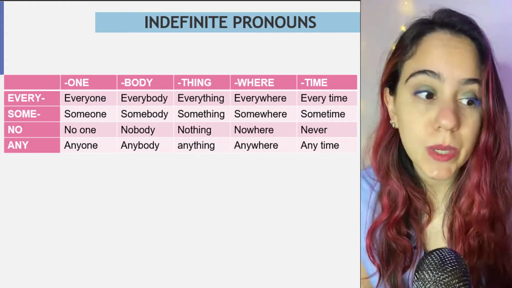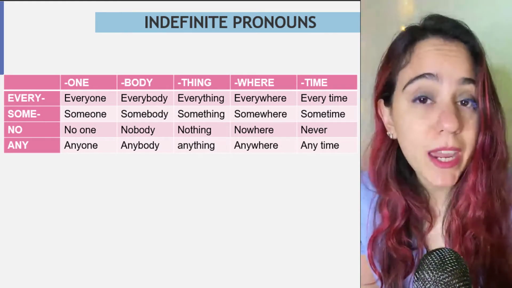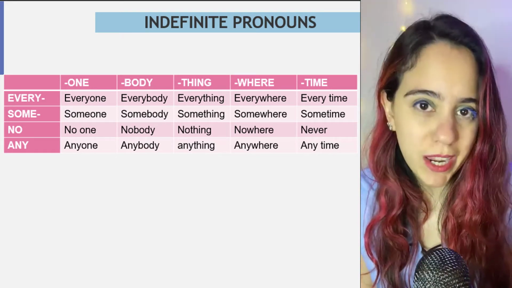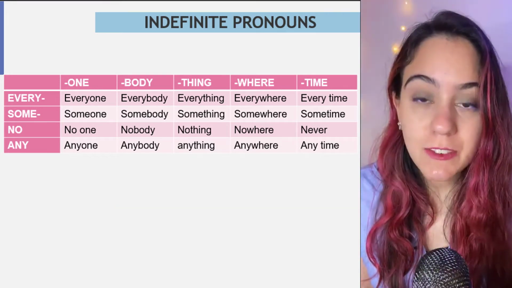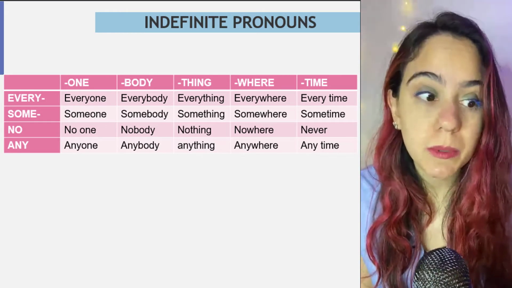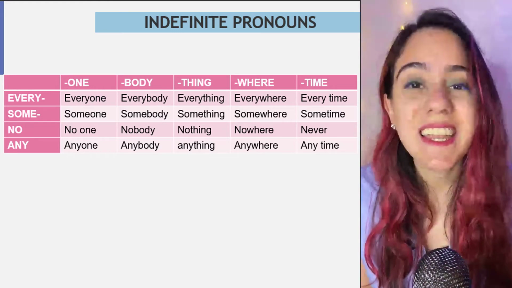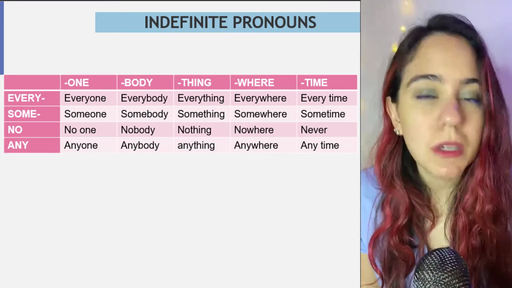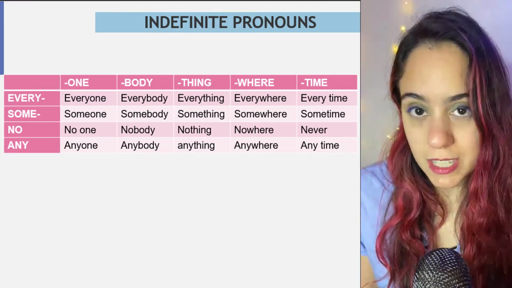The same happens with everywhere. Everywhere means en todos lados. Somewhere, en algún lado. Nowhere, en ningún lado. And anywhere, the same, en ningún lado, but it can only be used for negative and interrogative sentences. And every time, todo el tiempo, sometime or sometimes, algún momento o algunas veces, never means no time, never, nunca, and anytime we only use for interrogative and negative sentences.